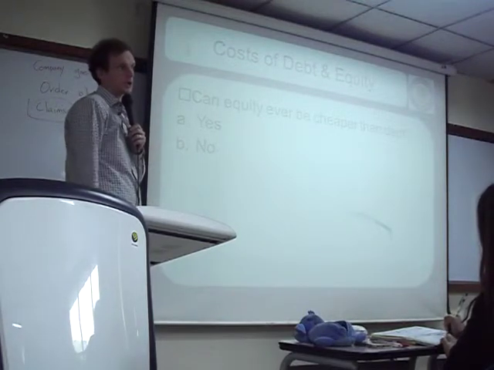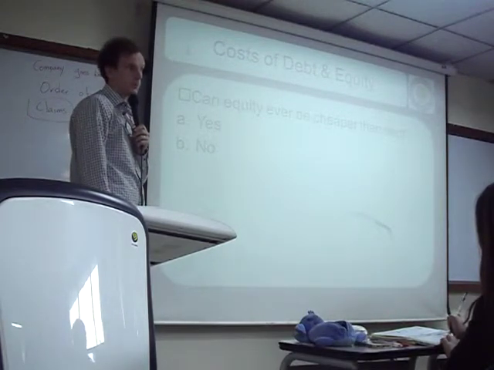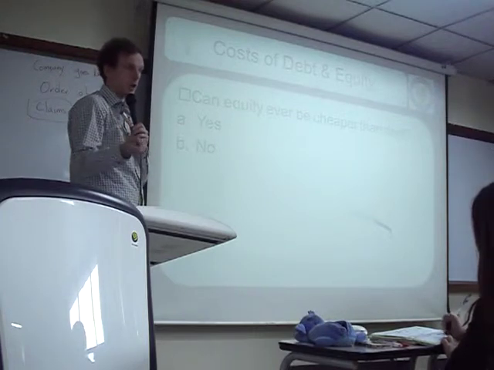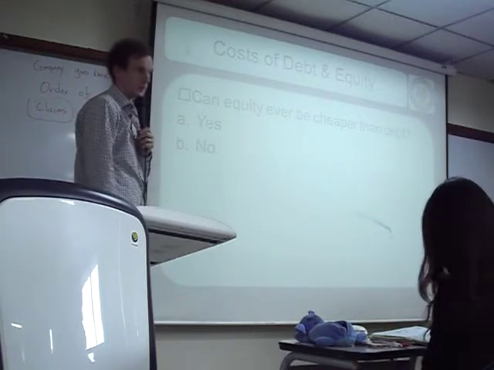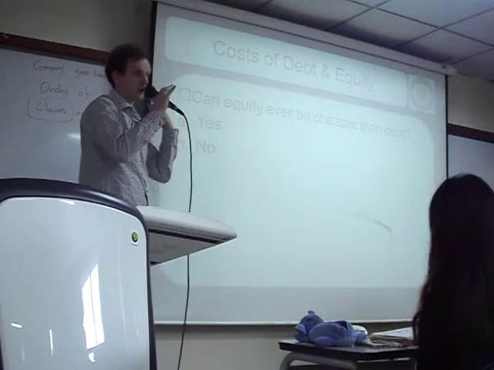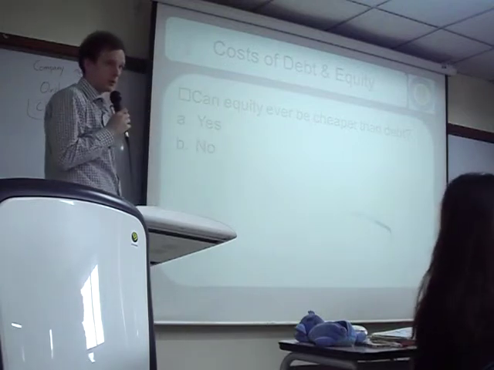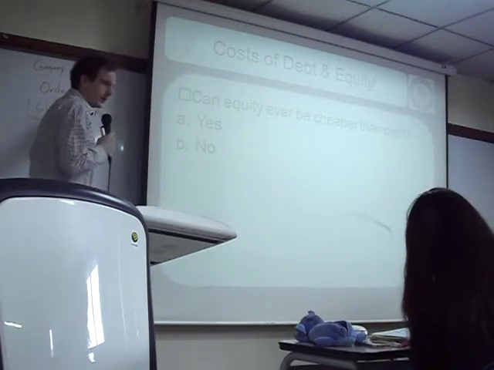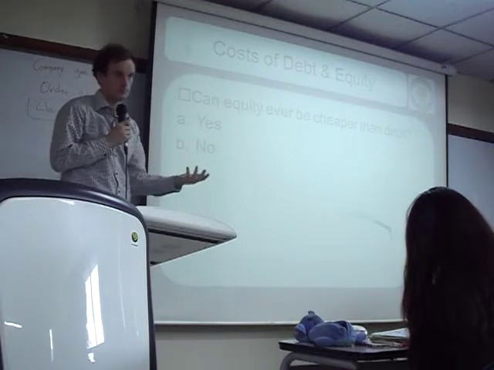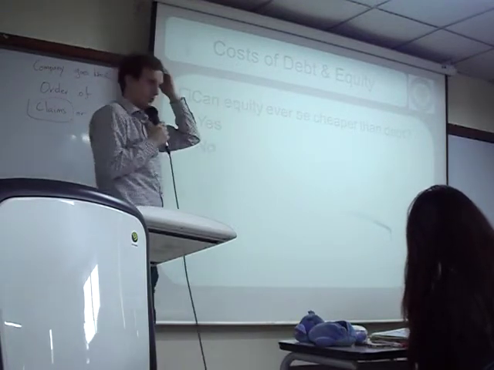Because the owners lose control. When your company goes bankrupt, the owners lose control and the lenders get control of the company. Okay? Everything changes when your company goes bankrupt. So the lenders will get the money back first. Then later, the stockholders will get money back.